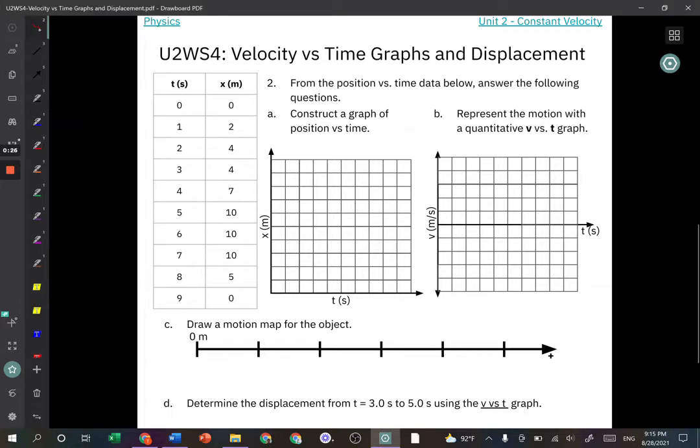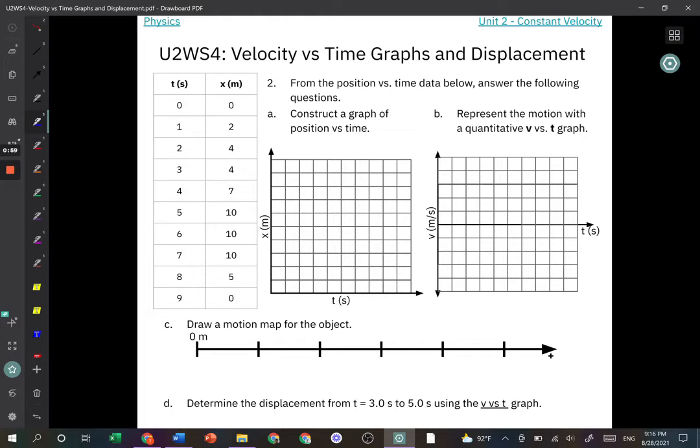So we're going to use the information in this data table and plot it in our position versus time graph. The first thing I'm going to do is count up however many boxes I have on my time axis, the x-axis, as well as my position axis, the y-axis. So I need my time going from 0 up to 9 seconds. And for my position, from 0, and it looks like I will have a maximum position of 10 meters.